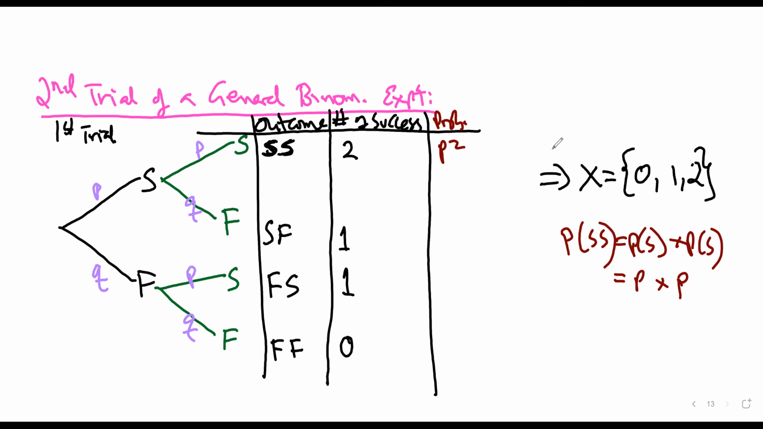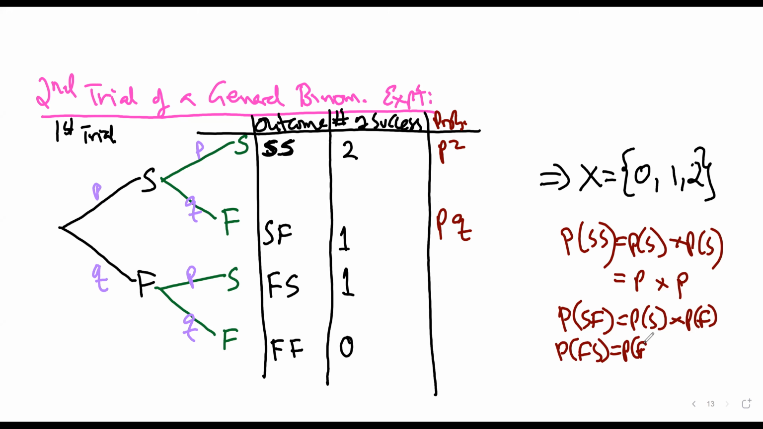Then the probability of getting S followed by F is the same as probability of S times probability of F, which is P times Q, which is PQ. Then the probability of F followed by S is the same as probability of F times probability of S, which is again PQ or QP, the same. Then finally, probability of F followed by F is the same as probability of F times probability of F, which is Q times Q, is Q squared.